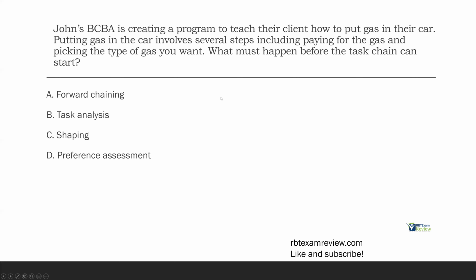No shaping because we're not teaching yet. And no preference assessment because we're not necessarily worried about the reinforcement aspect yet, right? We still aren't to the part where we're actually teaching anything. Key word here is before, which is why you need to read carefully. Before the task chain can even start, what do we need to do? We need to create a task chain. How do we create a task chain? With a B, task analysis.